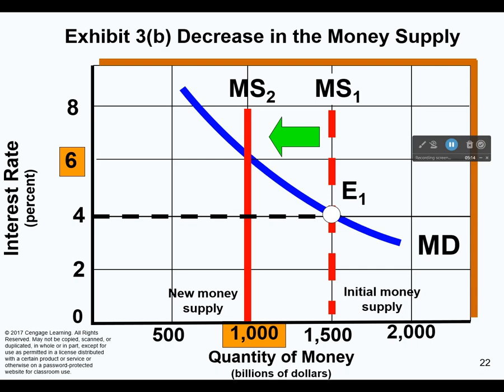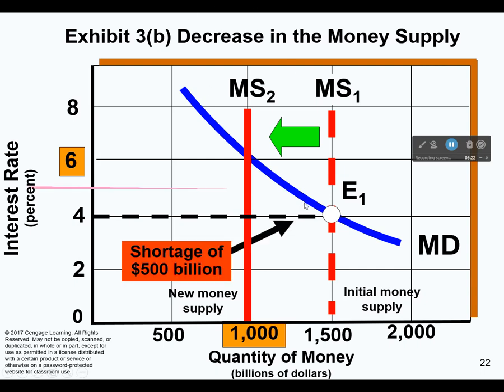And the banks can lend out less money and or have to call in loans. As they call in loans, that creates a shortage of money of $500 billion. People will sell bonds on the market, causing the bond prices to go down, interest rates on the bonds to go up. So we'll move from E1 to E2.